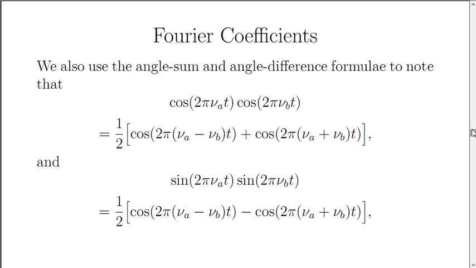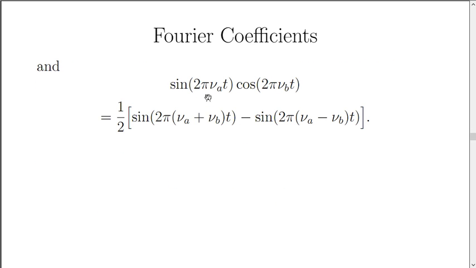Now we can use the angle sum and angle difference formulae to notice that if we take cosine at one frequency times cosine at a different frequency, we can express it as a sum of single cosine functions. We can do the same for sine at one frequency times sine at another frequency. And we can even do so for sine of one frequency times cosine of another frequency. What we've done is, instead of having a product of trig functions, we've just got a sum of trig functions at frequencies which are sums and differences of our original beginning frequencies.